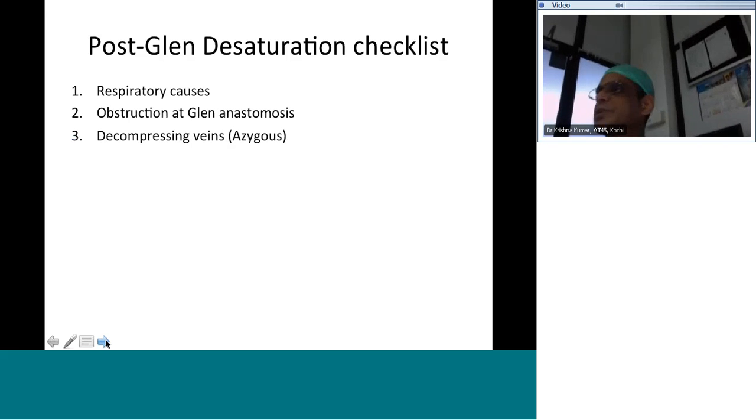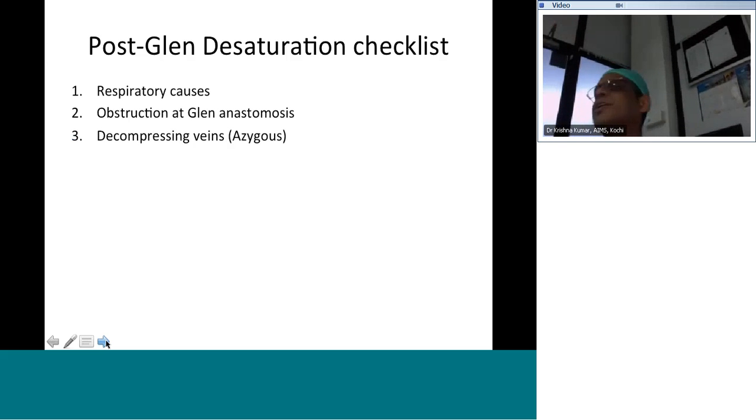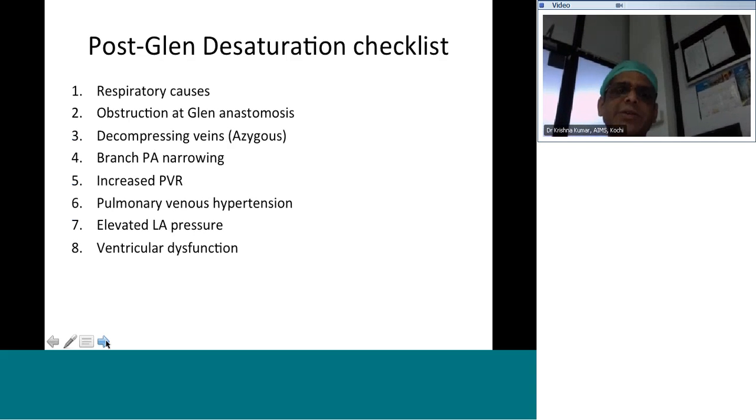Decompressing veins. We're going down from SVC to branch PAs: branch PA narrowing, increased pulmonary vascular resistance, pulmonary venous hypertension, elevated LA pressure, ventricular dysfunction. Ventricular dysfunction will cause problems upstream, that is high Glenn pressures. But how does it produce problems downstream?